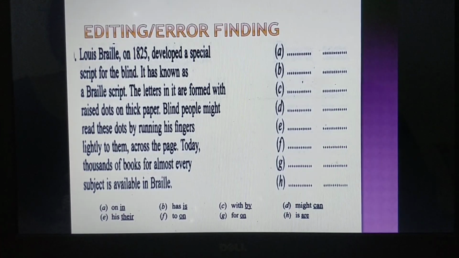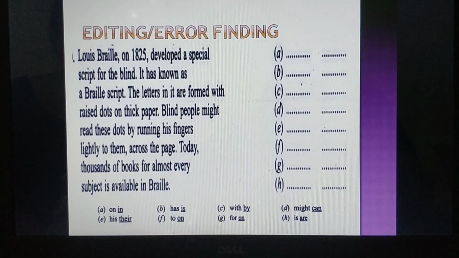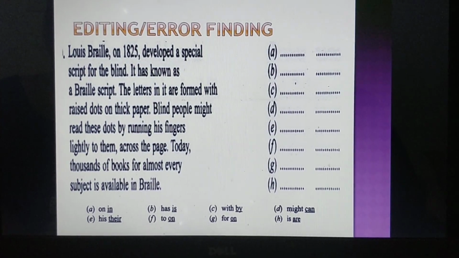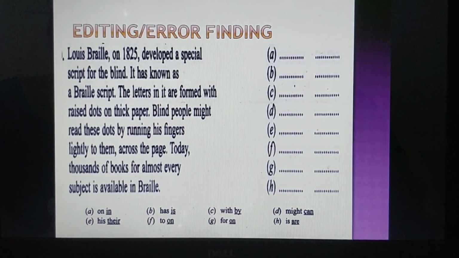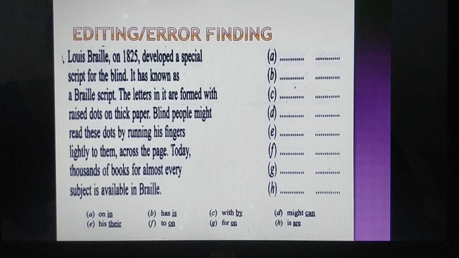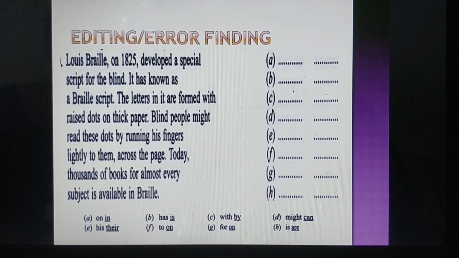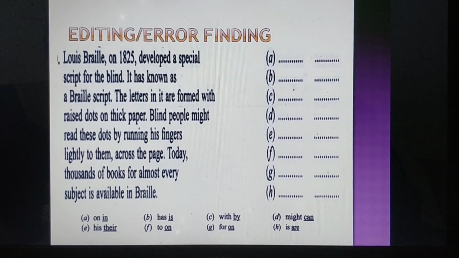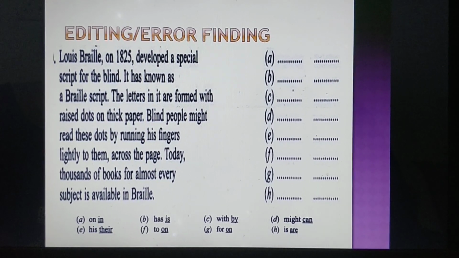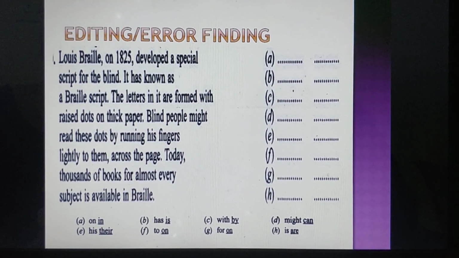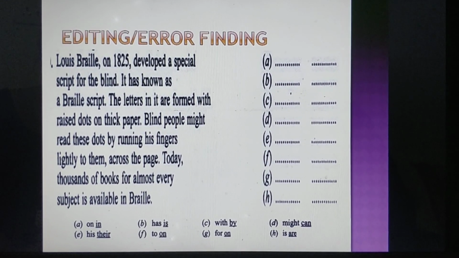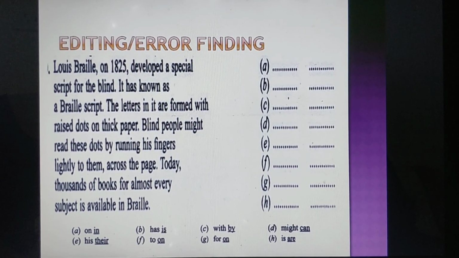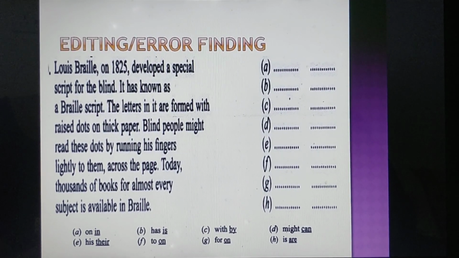So let us see the first example of editing, that is error finding. First of all, we'll read the whole passage. Louis Braille on 1825 developed a special script for the blind. It is known as a Braille script. The letters in it are formed with the raised dots on thick paper. Blind people might read these dots by running his fingers lightly to them across the page. Today, thousands of books for almost every subject is available in Braille.